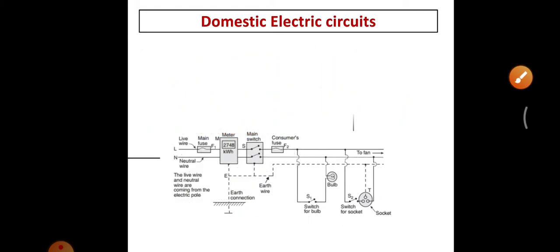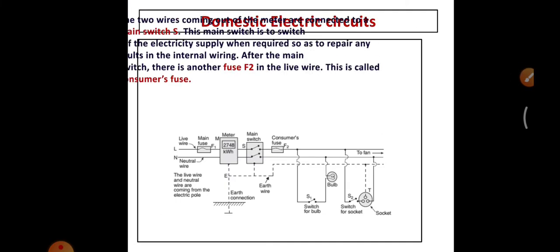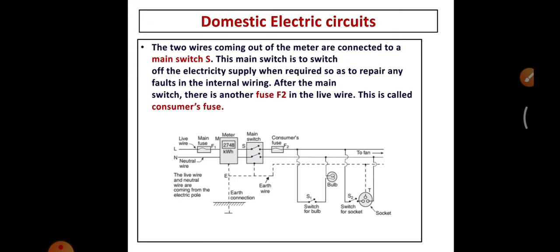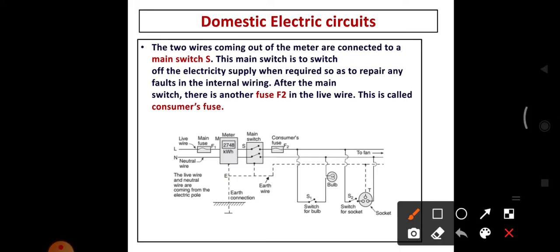Next, the two wires, live and neutral, come out of the meter. So the live and neutral wires come out from the meter box and are connected to the main switch. This main switch is to switch off the electricity supply when required. So when we want to turn on the electricity, we can turn it on using the main switch. When we have to turn it off, we can turn it off using the main switch. So the on and off switch are placed in the main switch.